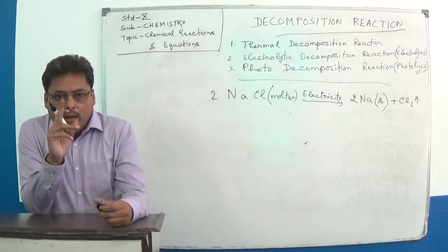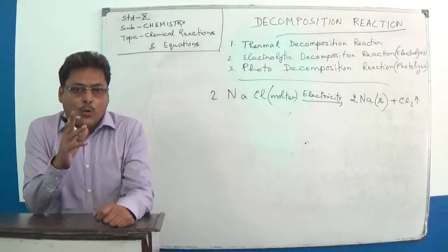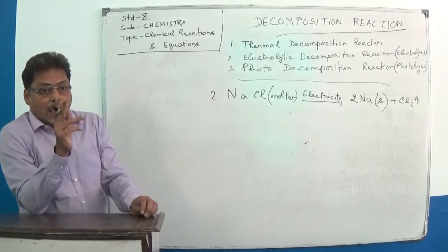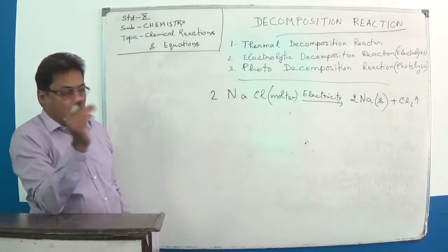Same way, from an aluminium ore, you know, you have read in the previous class what an ore is, aluminum is obtained from the aluminum oxide ore, that is alumina.